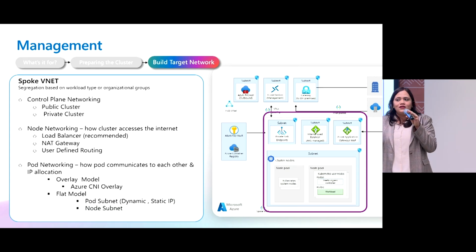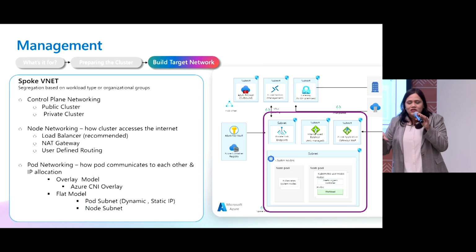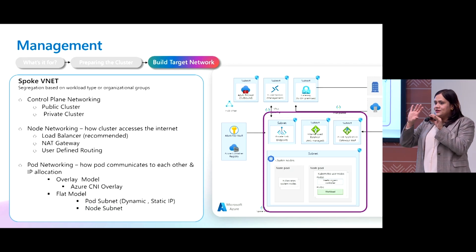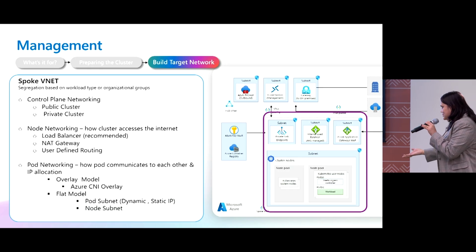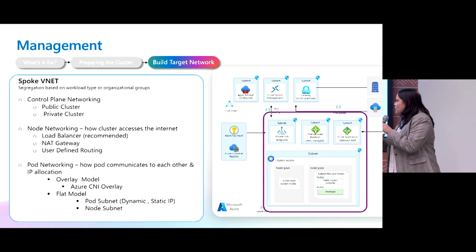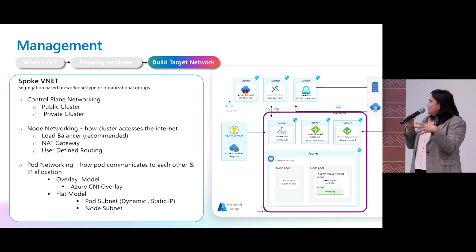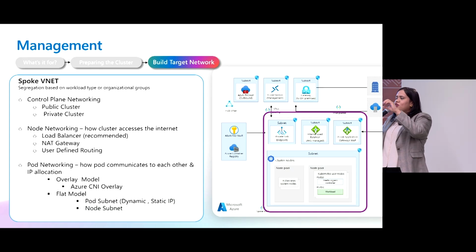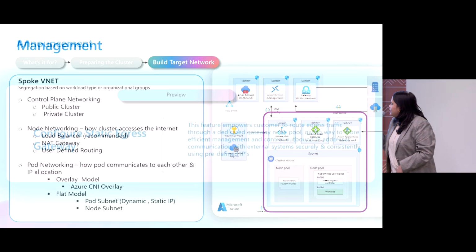It's basically a separate private logical IP allocated to the nodes and pods, and it's separate from the VNet where the AKS node exists. And then there is a flat model, where the options are pod subnet and node subnet, where the IP would be allocated from the same VNet where the AKS node is. So with this, I'll hand over the stage.